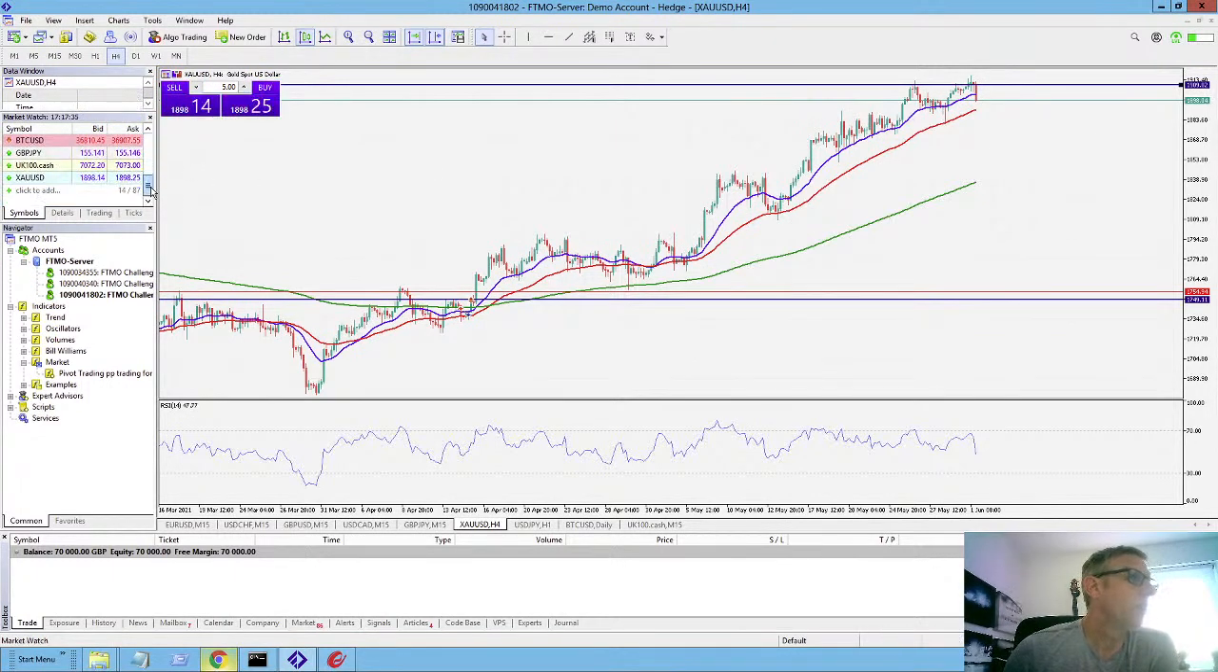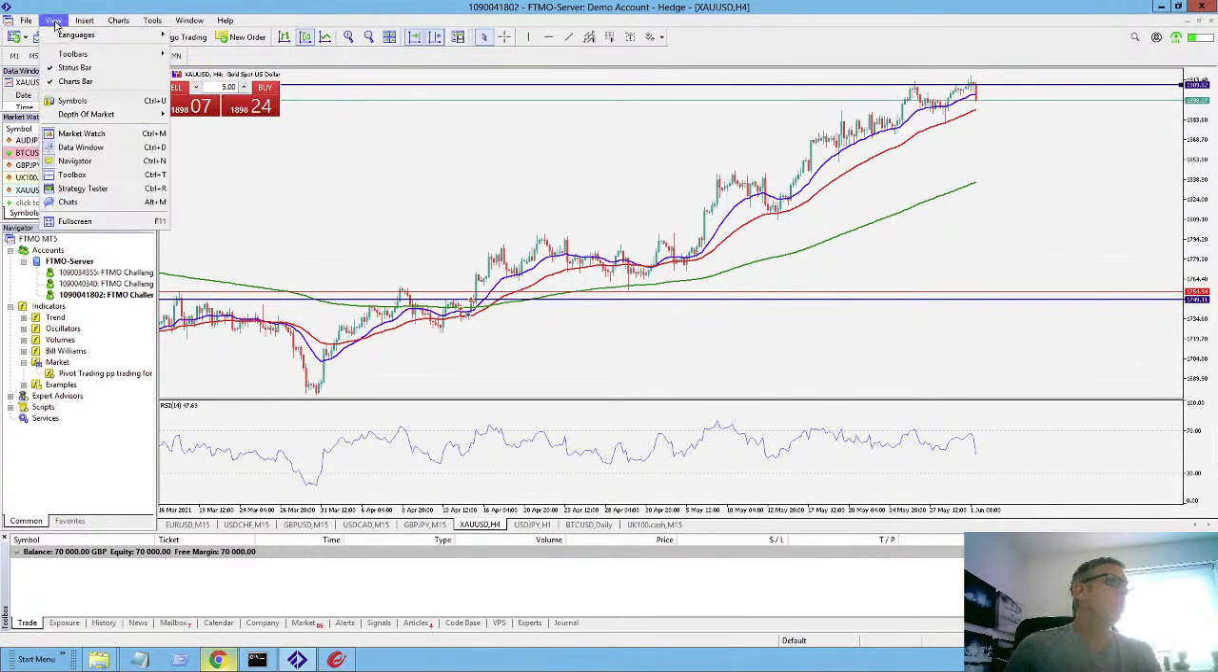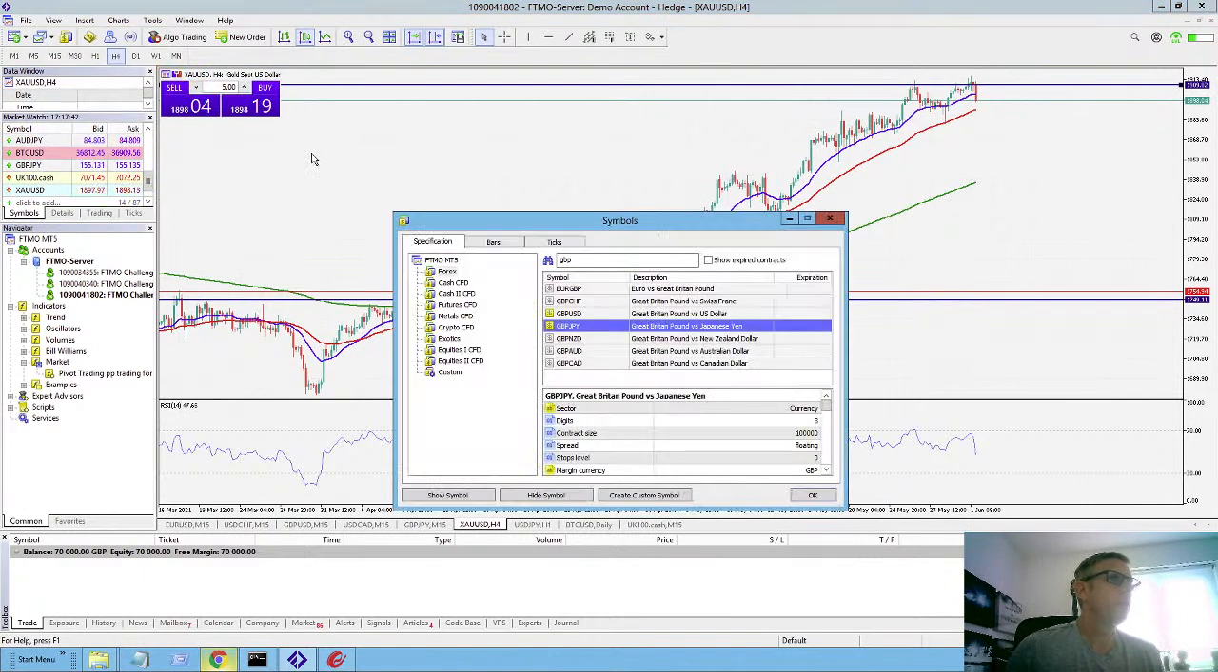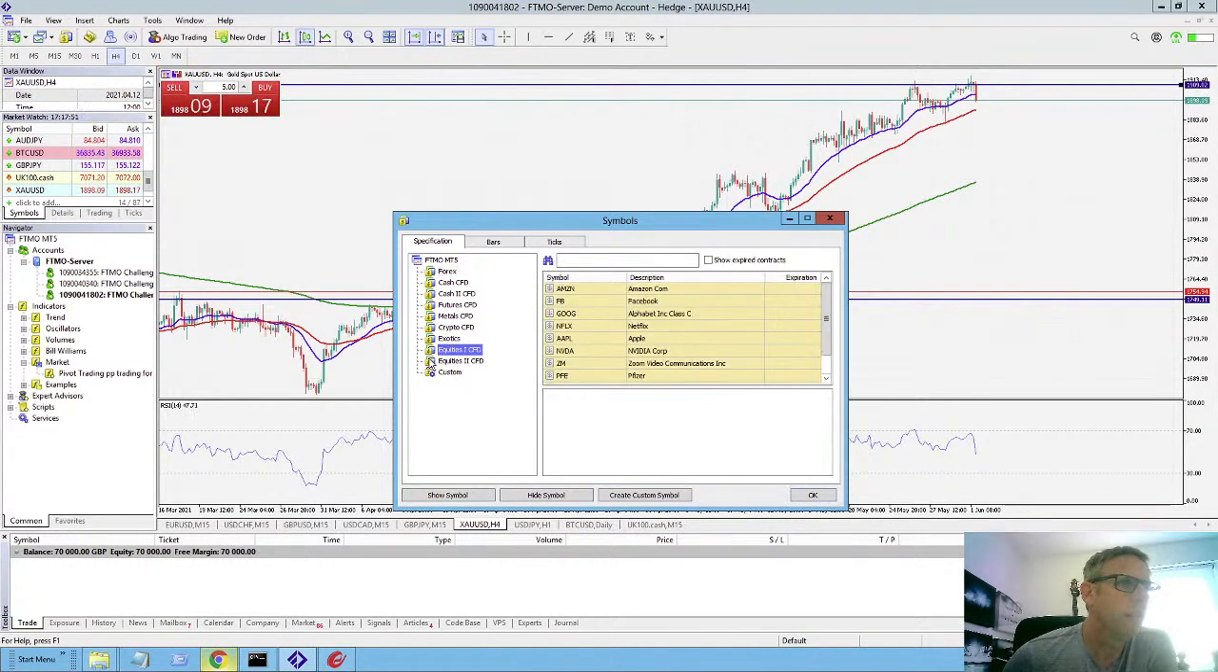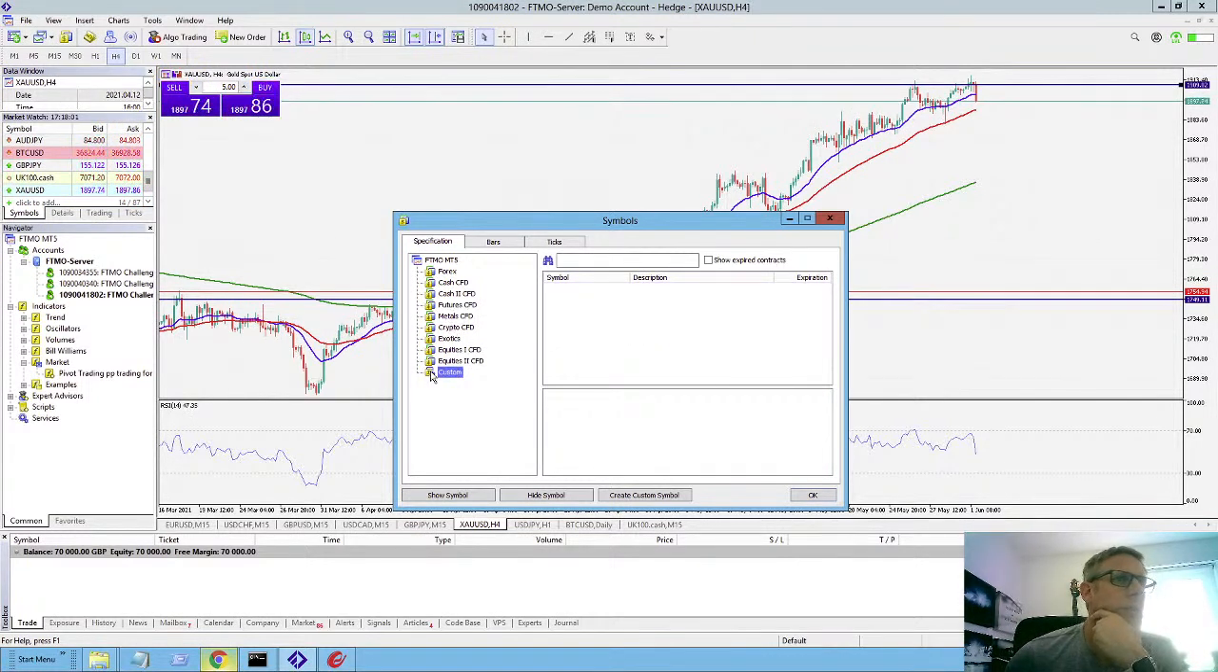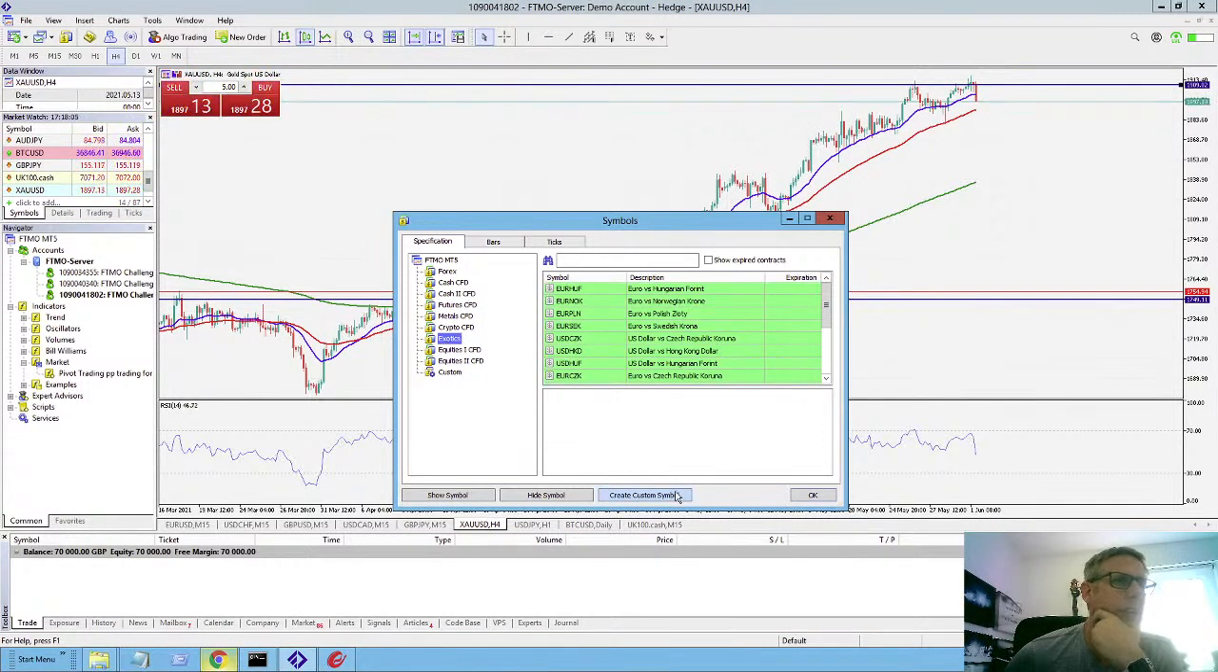Oil showing some nice price action. I've not got that symbol here. Let's see if I can find oil. Not showing it on my MetaTrader 5, so I'll cancel that one for now.